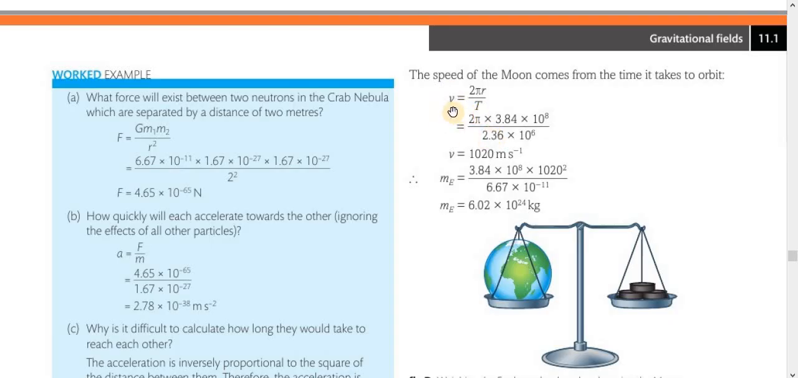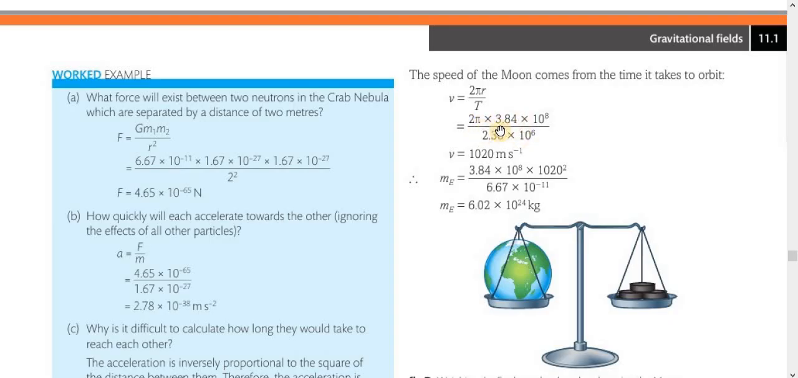So v is the speed. Speed is distance over time. The distance is the circumference of the circle, the orbit, and the T is the time taken for one complete orbit, which is the period. That's why we use capital T. If we use simple t, it can mean any time.